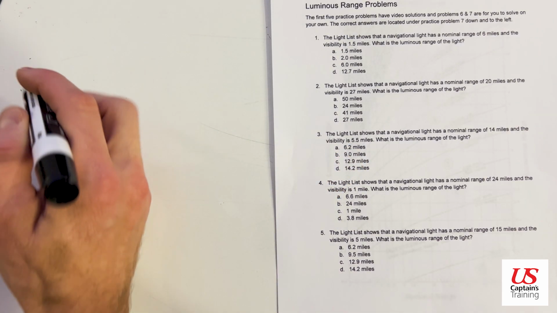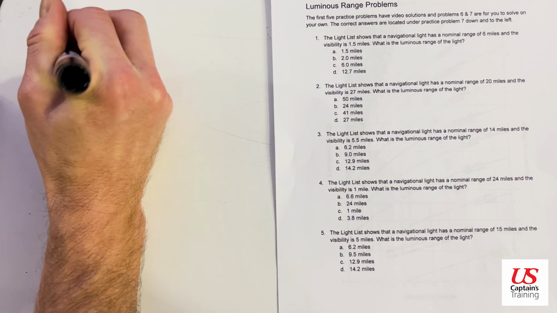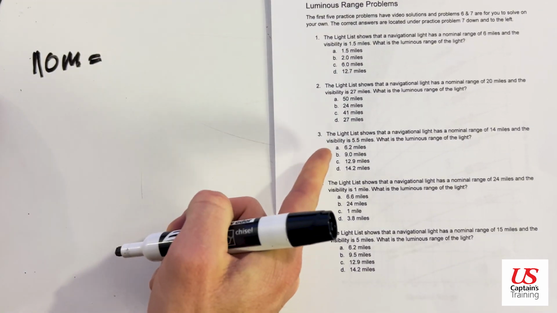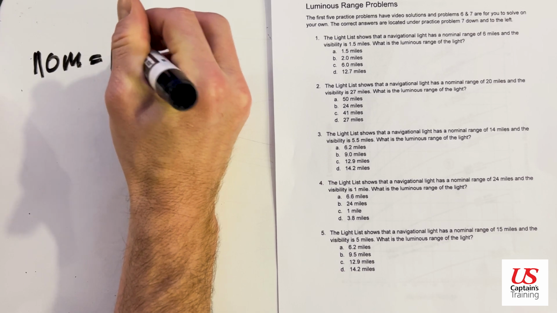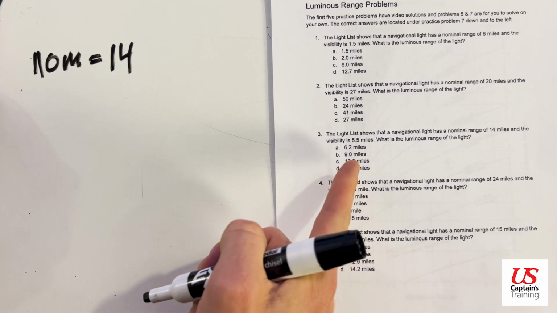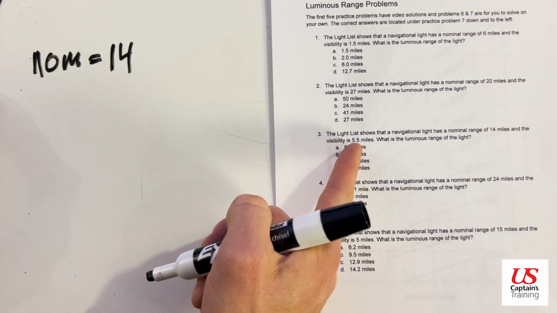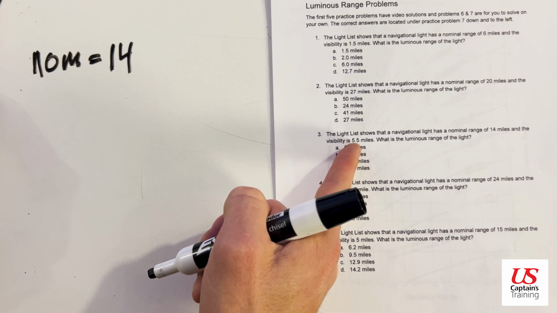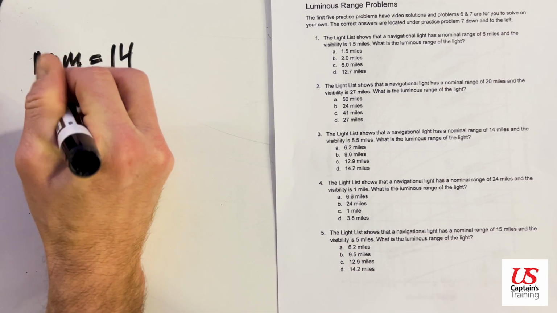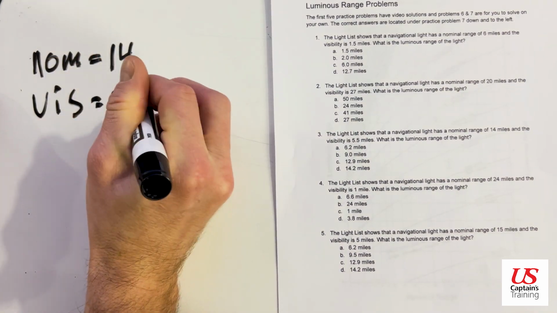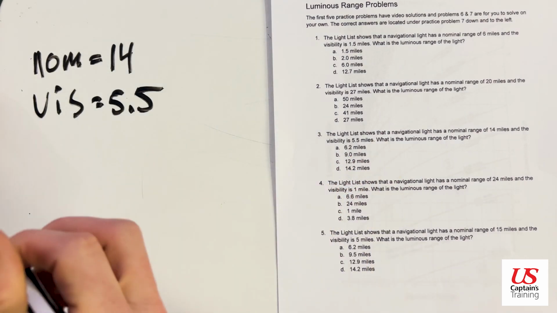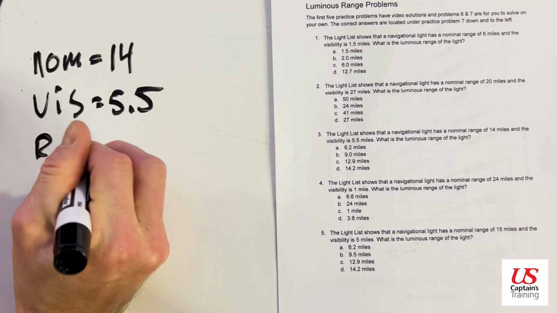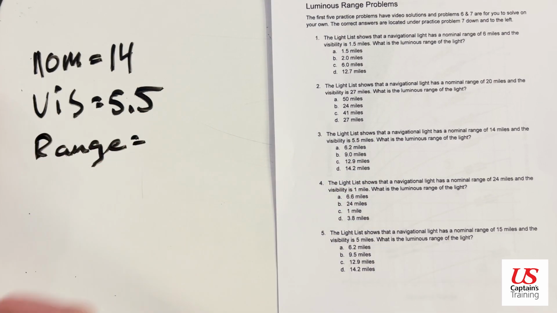Let's record our information. It says nominal range is 14 miles and the visibility is 5.5 miles, and it asks, what's the luminous range? So nominal range assumes a visibility of 10 nautical miles. That's what nominal range is all about.